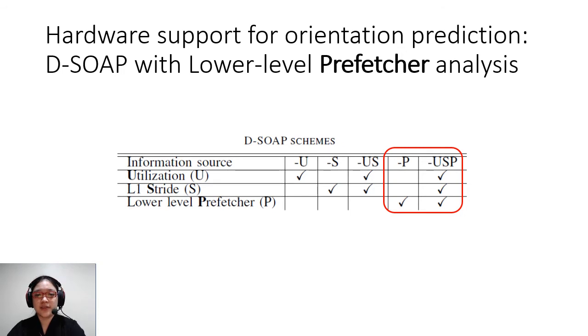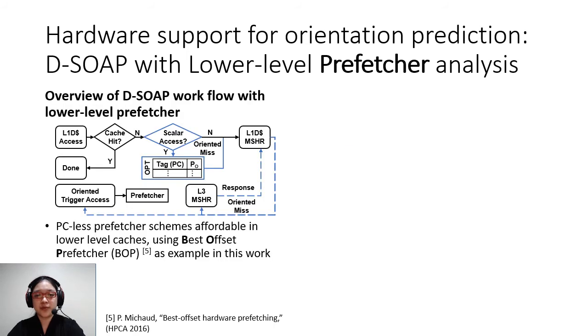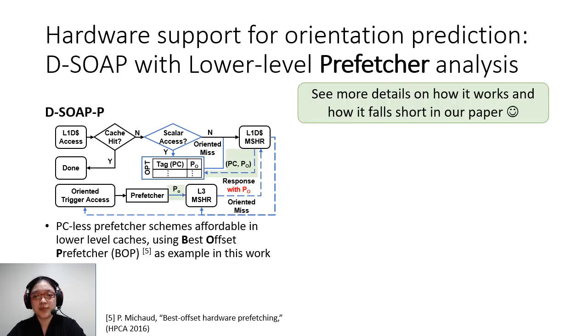Finally, let's briefly look at how information from lower-level prefetchers works with our DSOAP-P scheme, and how we combine this with the other 2 sources into DSOAP-USP. We explore lower-level prefetchers as an information source, using the best offset prefetcher as an example. We use the prefetcher to identify access patterns and compare that against different orientation patterns to generate predictions. Then, this predicted orientation is passed along with the response data to L1 and combined with the PC to update the OPT.